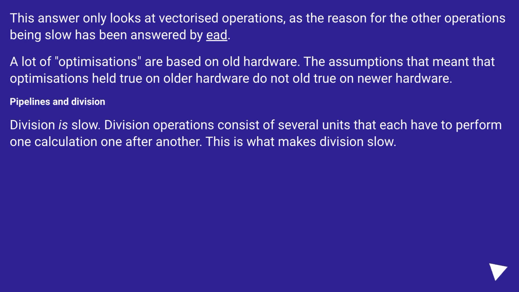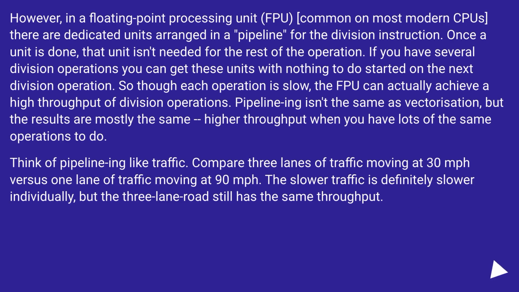Division operations consist of several units that each have to perform one calculation one after another. This is what makes division slow. However, in a floating point processing unit, FPU, common on most modern CPUs, there are dedicated units arranged in a pipeline for the division instruction. Once a unit is done, that unit isn't needed for the rest of the operation. If you have several division operations, you can get these units with nothing to do started on the next division operation. So though each operation is slow, the FPU can actually achieve a high throughput of division operations.